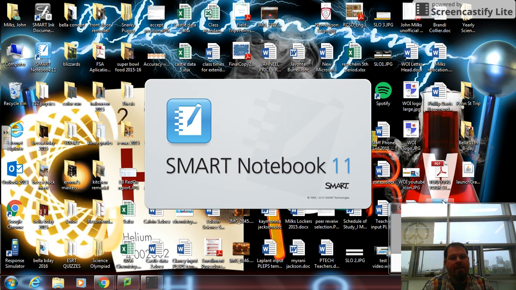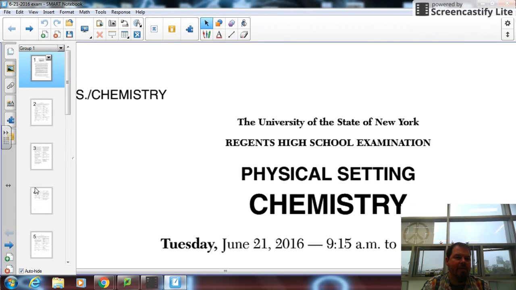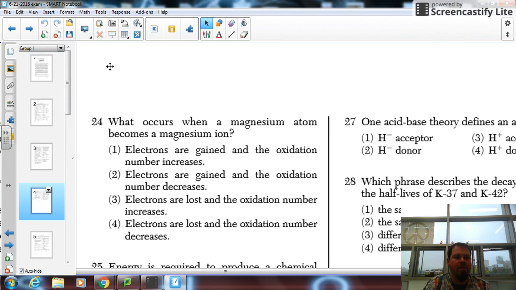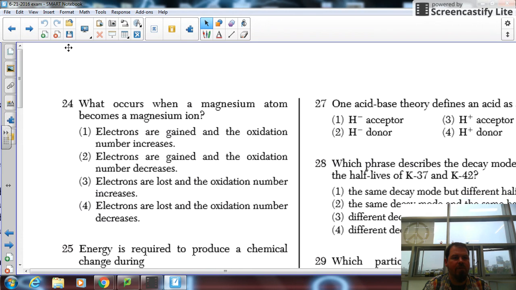Okay, loading this thing back up because, again, for whatever reason, it can't be preloaded. My recording software does not like smart notebooks. So here we go on number 24.